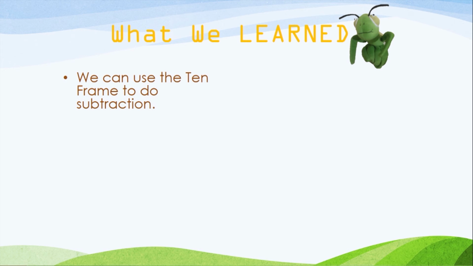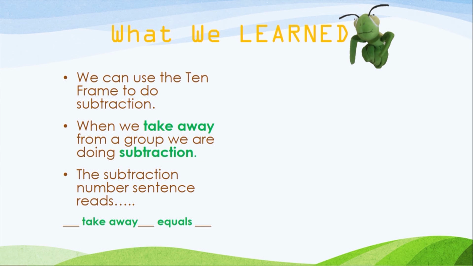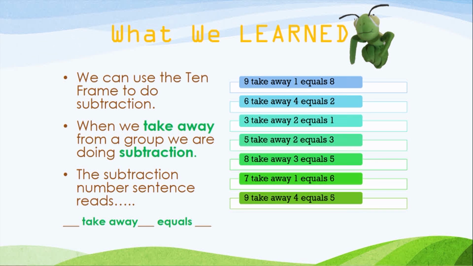What we learned. And here's Charlie. He's going to help us review what we learned today. We learned we can use the 10 frame to do subtraction. We also learned that when we take away from a group, we are doing subtraction. The subtraction number sentence reads, something take away something equals something.